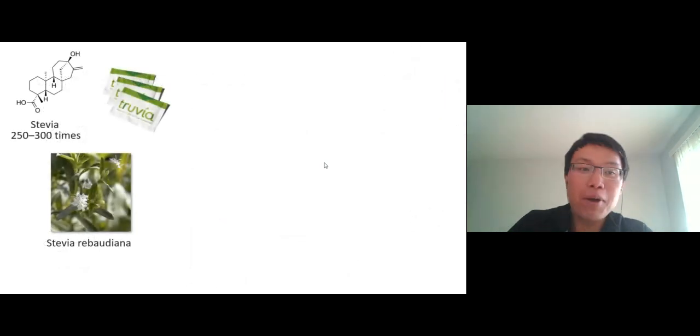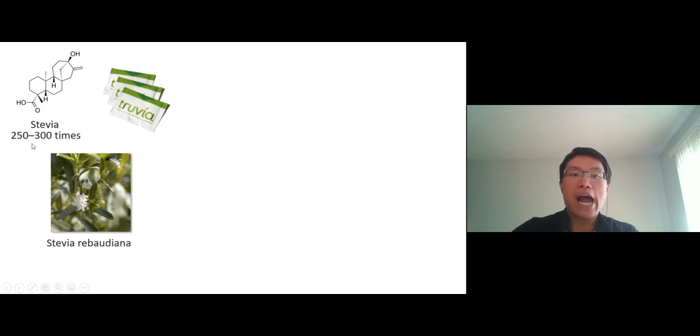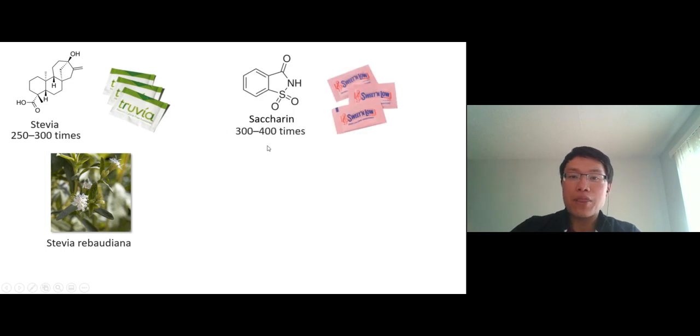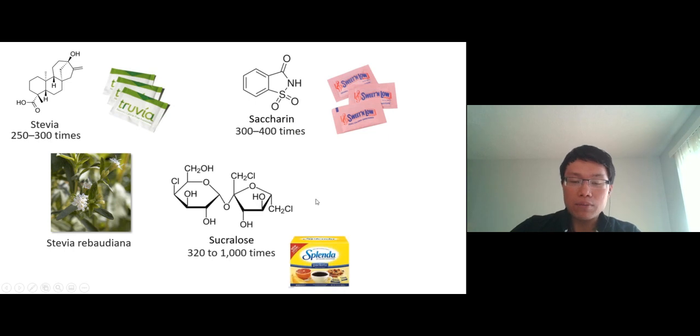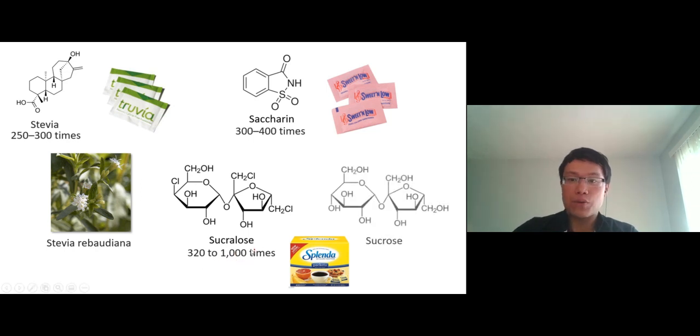All right, some types of sweeteners. We have stevia, 250 to 300 times sweeter than regular glucose. We have saccharin, 300 to 400 times sweeter. Sucralose, that's hard to say, sucralose, up to 1,000 times sweeter than regular glucose. Okay, and look at the structure, really close, right? Sucrose can be processed by hexokinase.